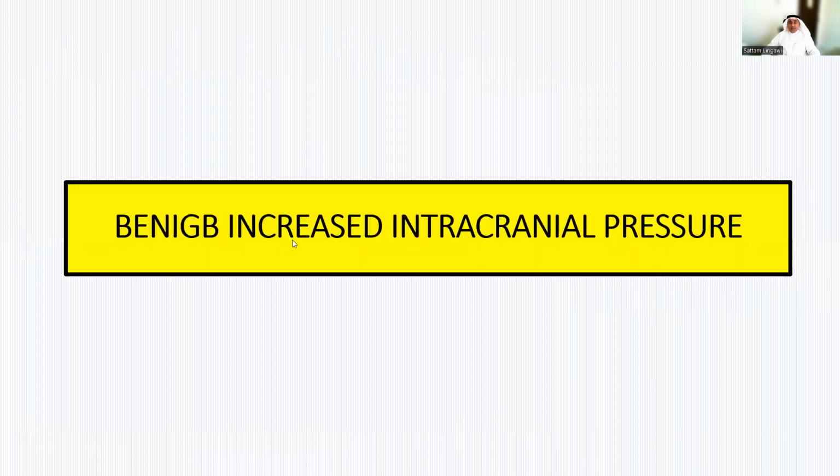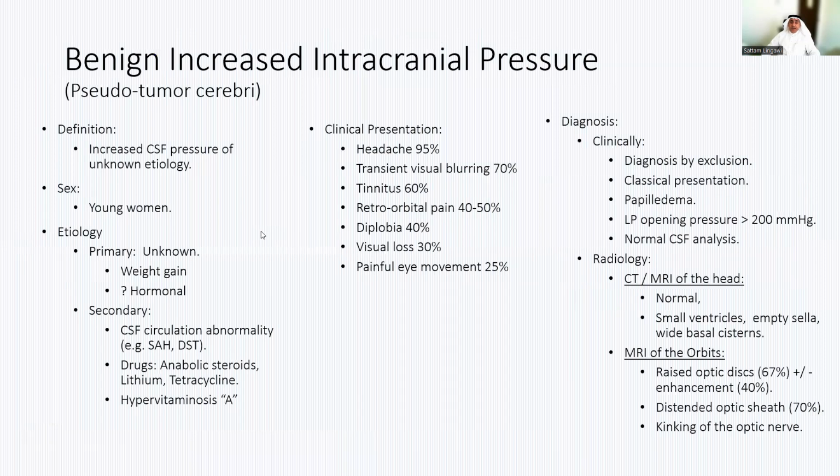Moving forward to benign increased intracranial pressure. It's a clinical condition. Again, it is a diagnosis of exclusion. However, there are certain criteria. Usually, it's increased intracranial pressure with unknown etiology, commoner among younger women. Usually, it's of unknown reason, related possibly to weight loss or hormonal disturbance. Yet, it also could be secondary to venous sinus thrombosis or subarachnoid hemorrhage, or certain medication being ingested.